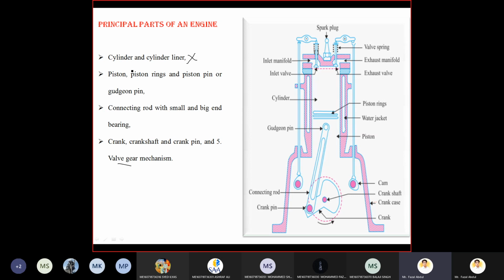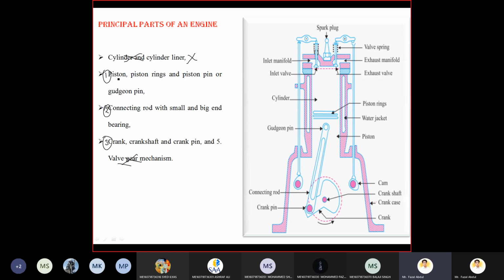So my suggestion is you be perfect with the entire design procedure instead of looking into the data book while writing the examination. Okay? Now, as per our syllabus, what are the things we have to design? The first one is the piston, the second one is the connecting rod, and the third one is the crankshaft. This one is not given in our syllabus. This one is also not given in our syllabus. So as per the syllabus, we are following these now.